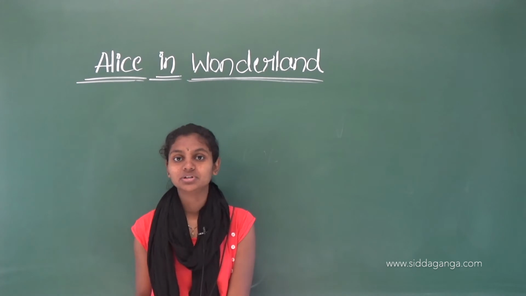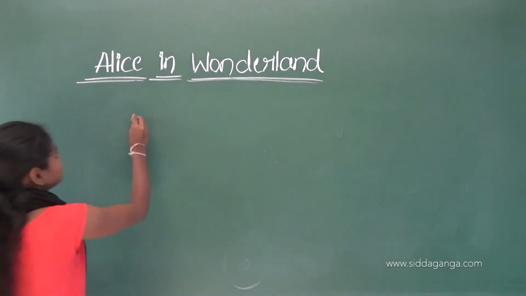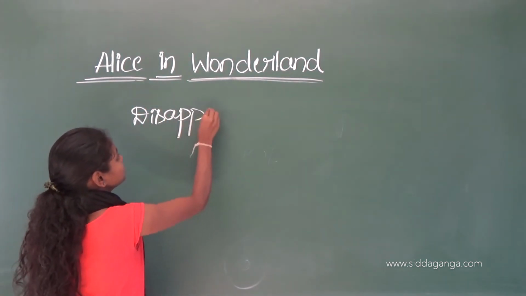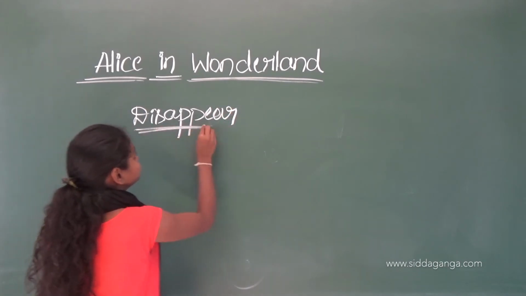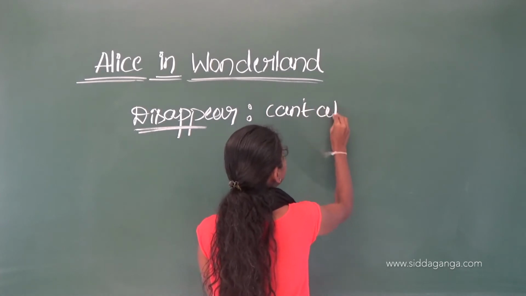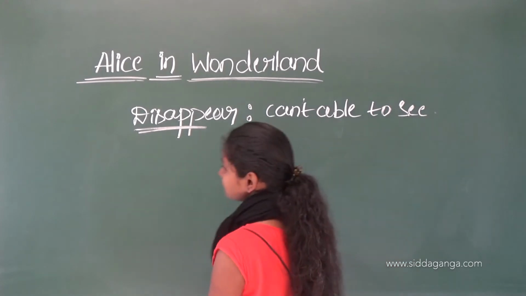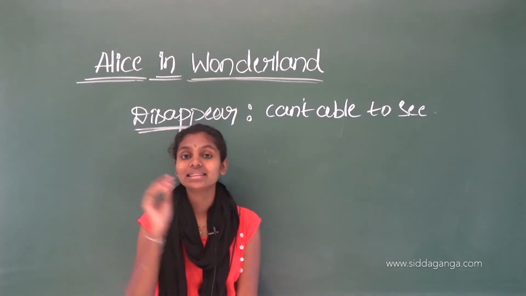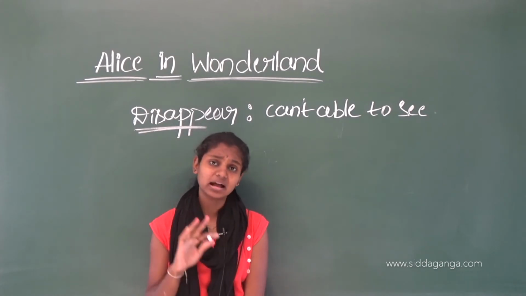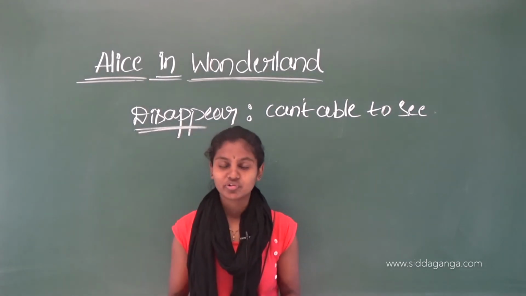So it disappeared. Disappeared means can't be seen. Okay, I will write here. Disappear means, in the last class I didn't give this word meaning, right? So write down here. Disappear means can't be seen. By saying a few words, it will disappear. So Alice is again surprised. So next, see what will happen.